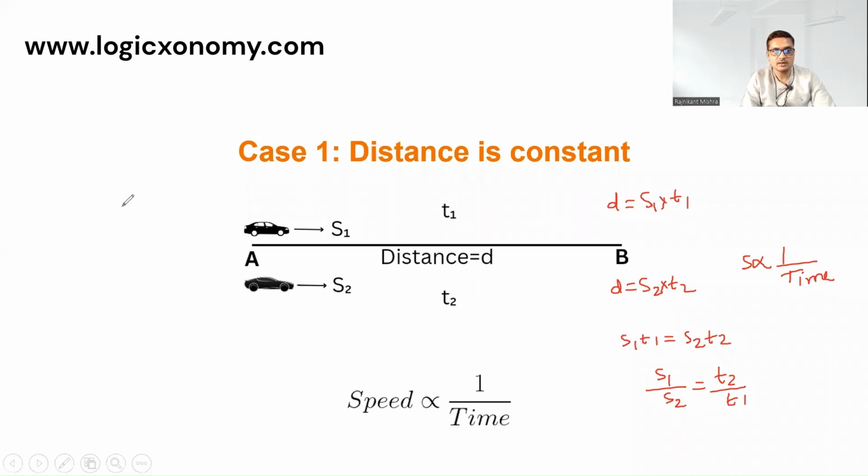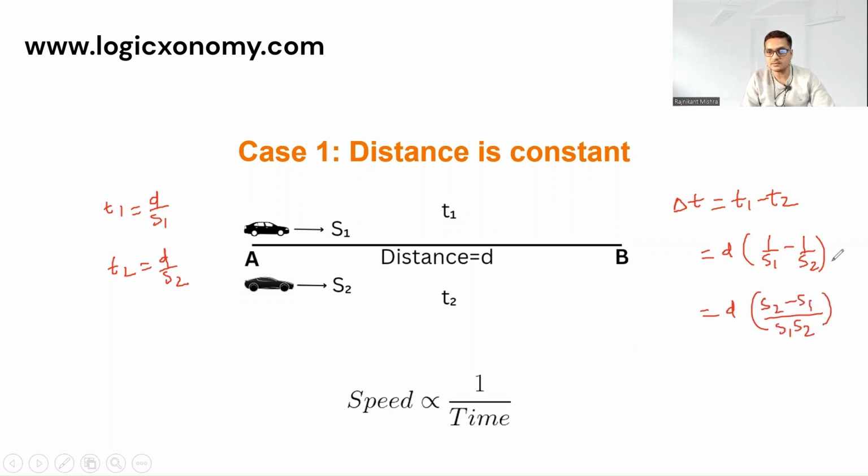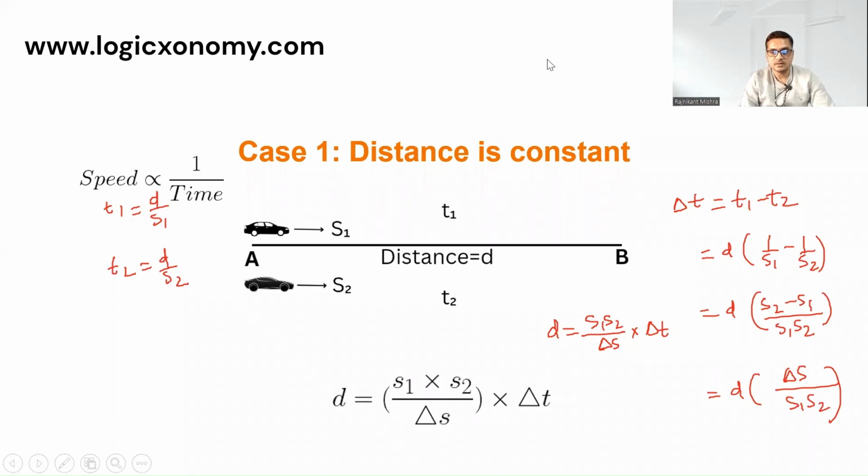Now, with this formula, t1 can be written as d by s1 and t2 can be written as d by s2. The time difference delta t is equal to t1 minus t2, d common, 1 upon s1 minus 1 upon s2. Here, it is written as s2 minus s1 over s1 s2. s2 minus s1 can be written as delta s, where delta s is the speed's difference. Now d is equal to s1 s2 by delta s into delta t. This is the most important formula of the speed, distance, and time chapter.